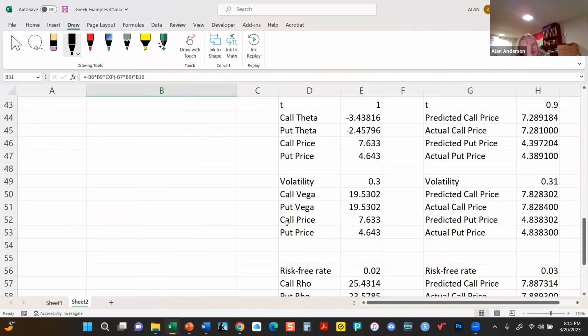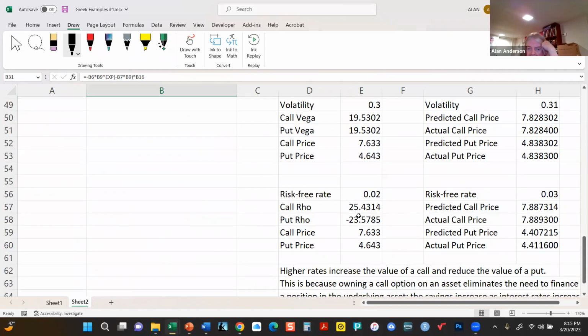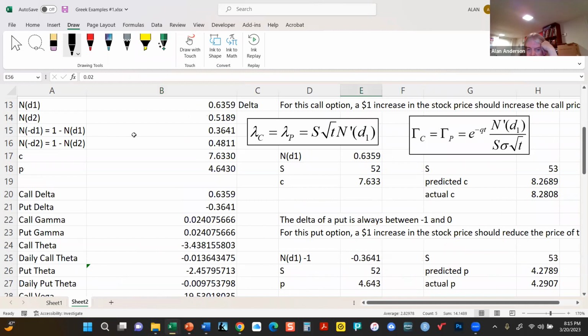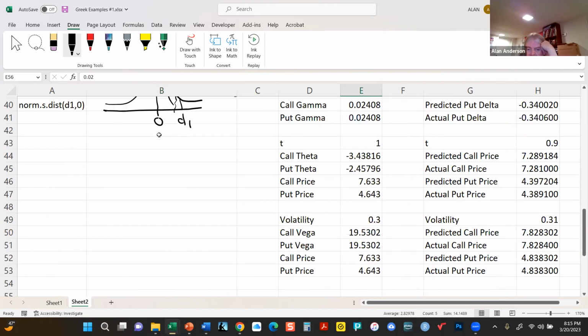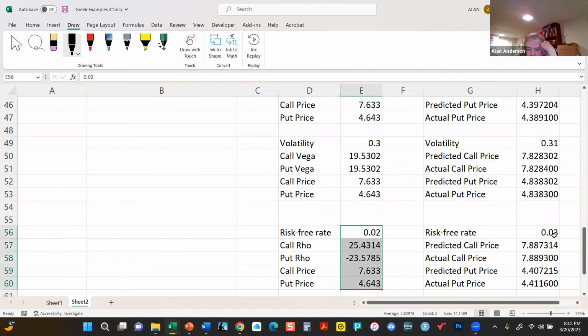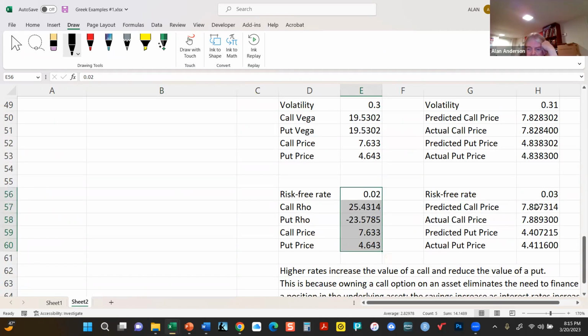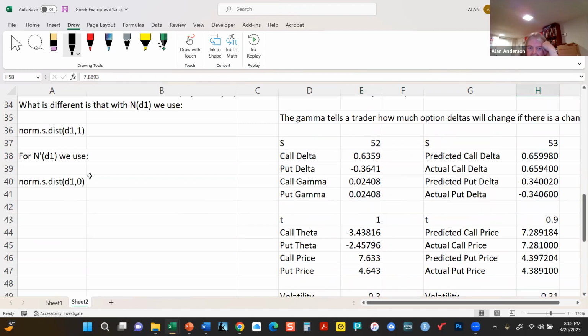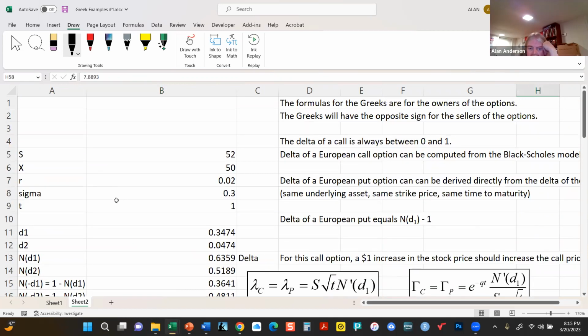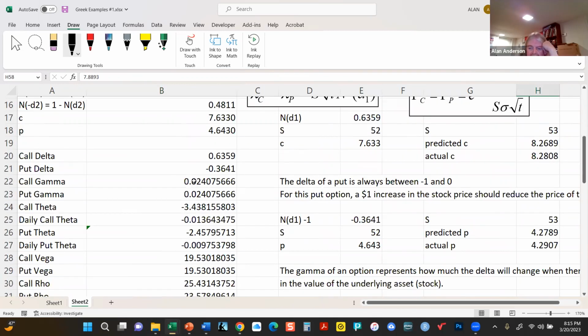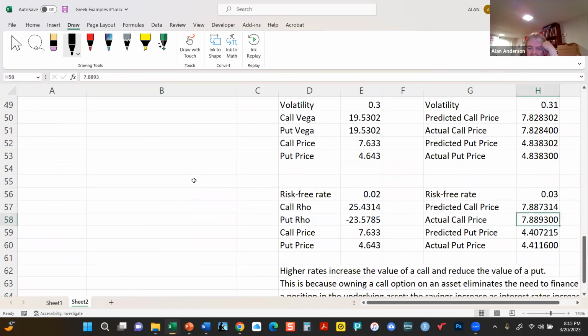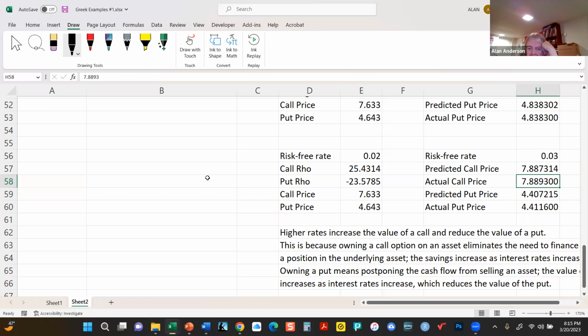Now, if you notice down here, I did the same experiment. What I did was I showed what the rates are here, what everything is today, the initial values from our problem. And then I allowed the interest rate to go up from 2 to 3%. I calculated what the price predicted would be from the rho formula, and the actual I calculated by simply changing the interest rate over here. And you can see the differences between the call and the put predicted values are very, very trivial. So this one, you know, it works really well.